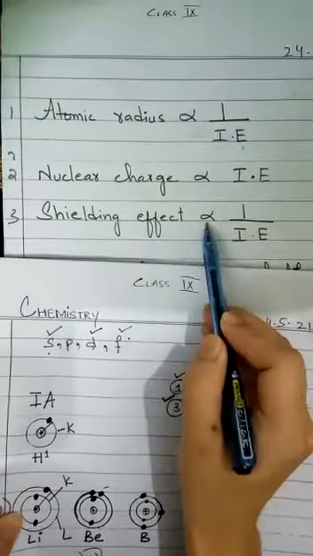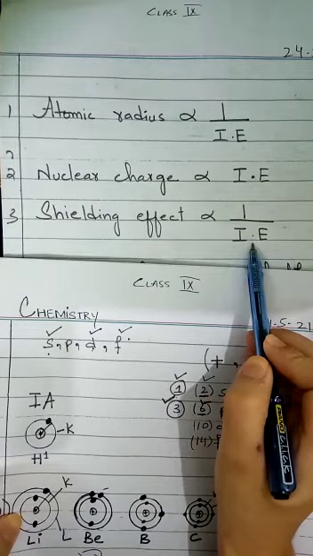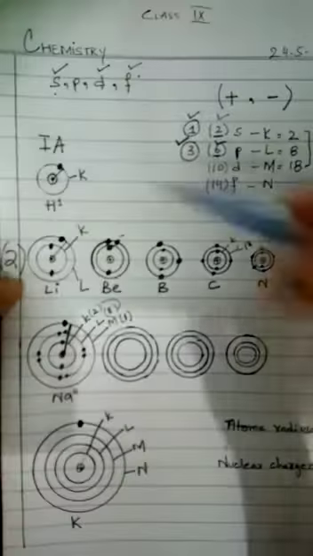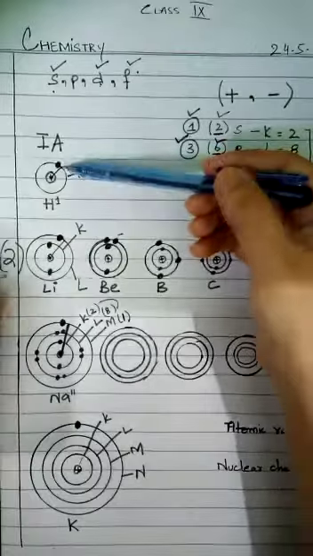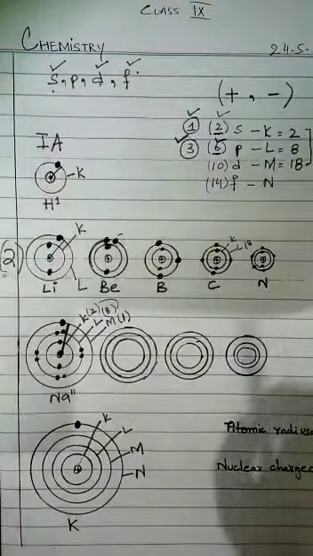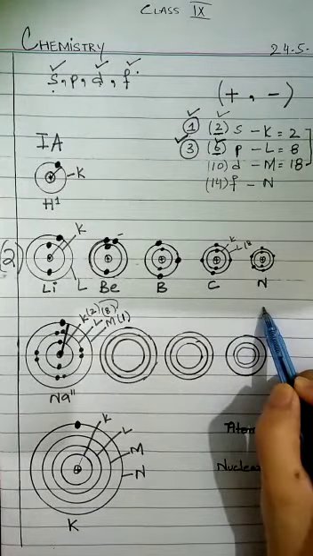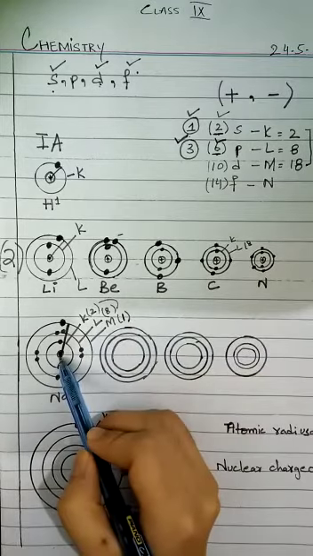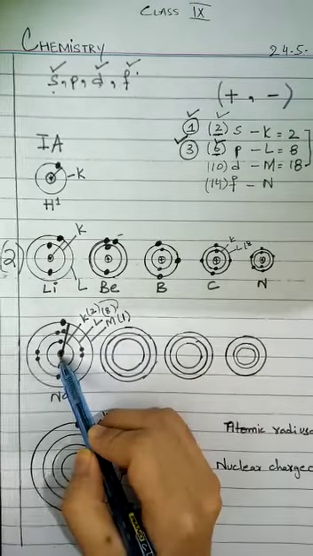Number third effect is shielding effect. When shielding effect increases, ionization energy decreases. There is an inverse relation between these two, as you can see here. First of all, what is a shielding effect? Shielding effect means when inner electrons shield the outer electron from the force of the nucleus, from the attraction of the nucleus. This effect is called shielding effect.